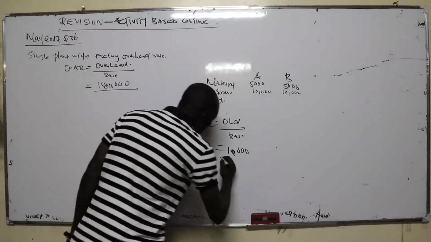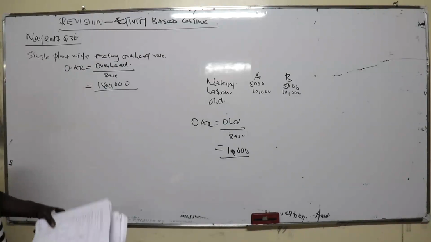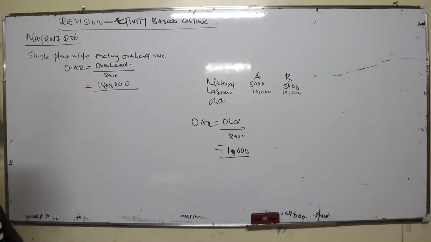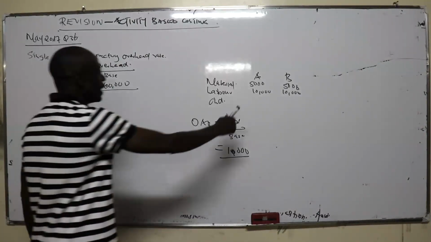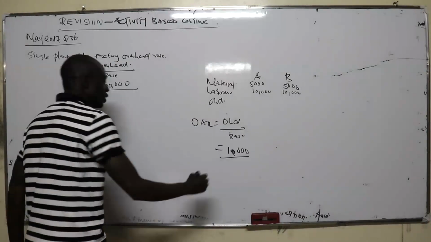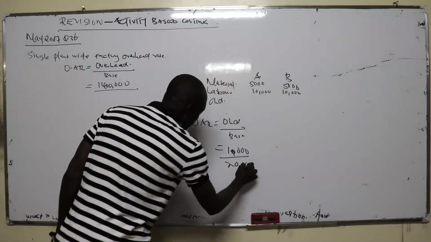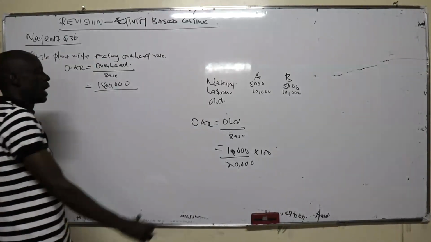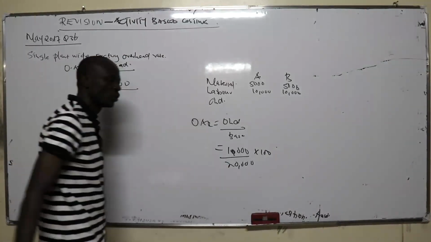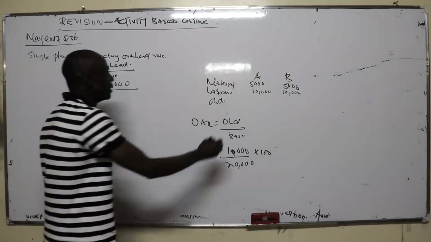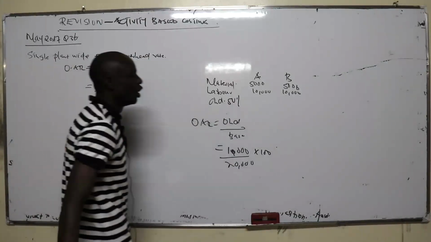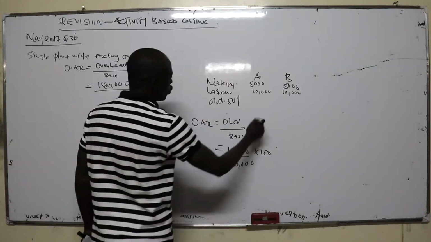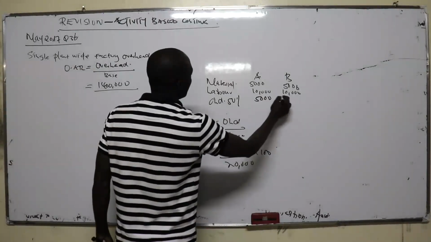Then our method of absorption is based on the labor cost. So you add the total labor cost of the two products, which here will be 20,000, and multiply by 100. Here, our absorption rate or estimation rate will be 50% of the labor cost. So here it will be 5,000 for overhead, and here 5,000.